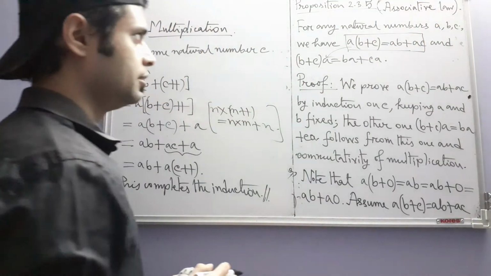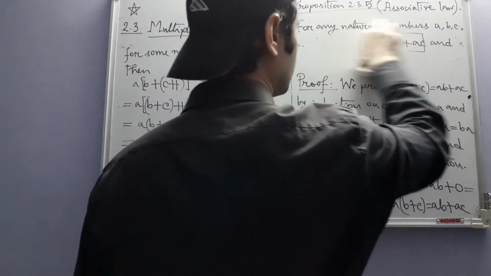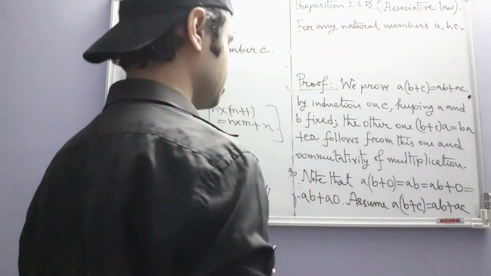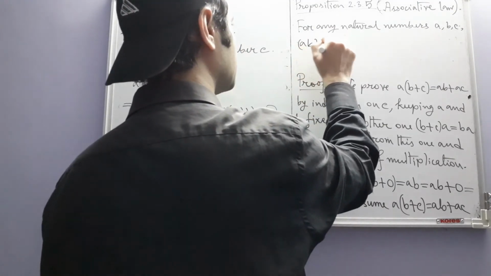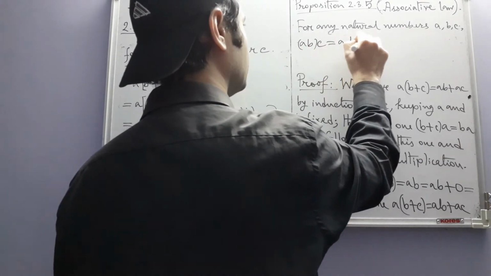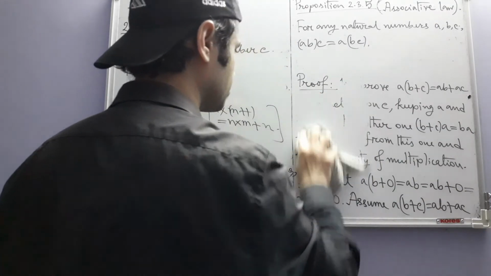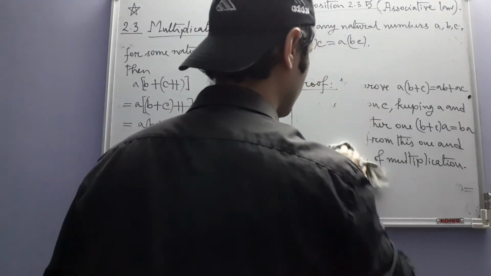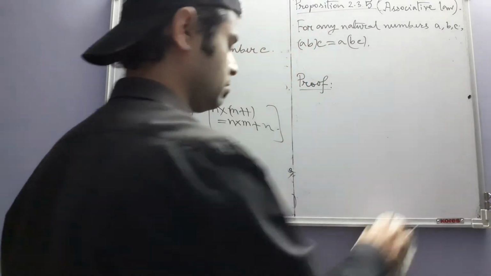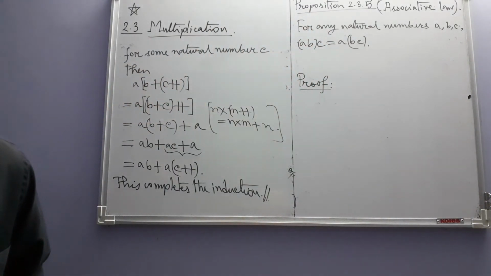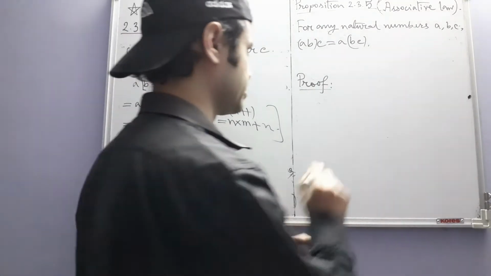Or associativity. For any natural numbers A, B, C, multiplication is associative, that is, AB times C is equal to A times BC. Now we will prove this. Okay, distributive law. The distributive law was not an exercise, but this now is again an exercise.